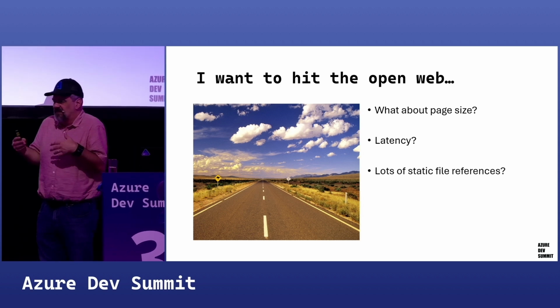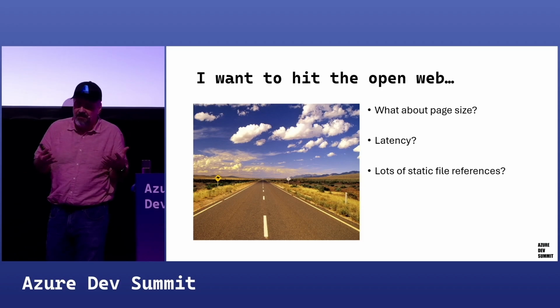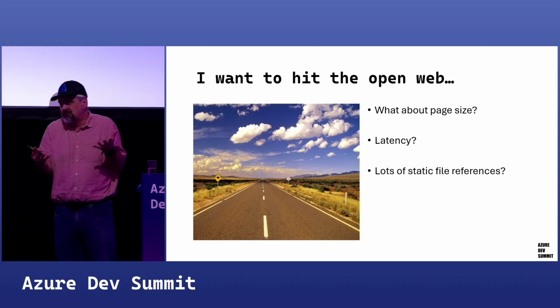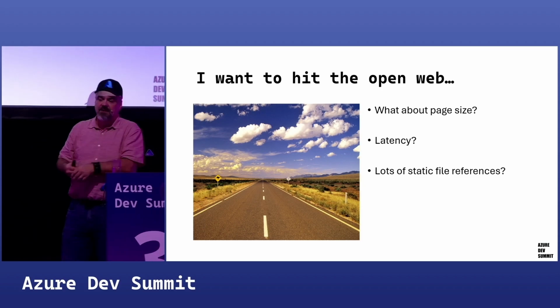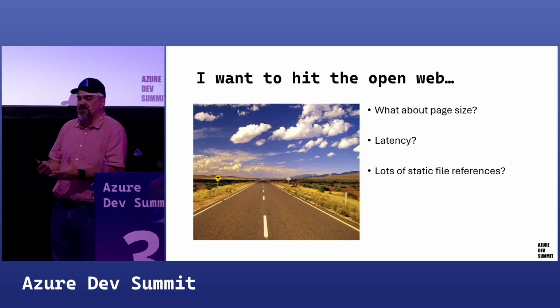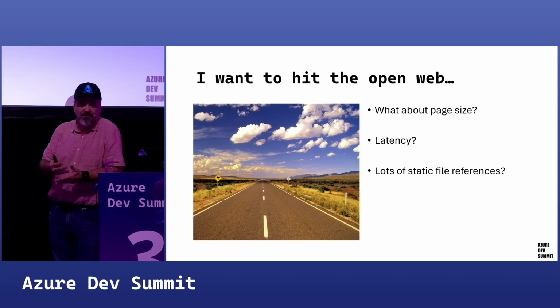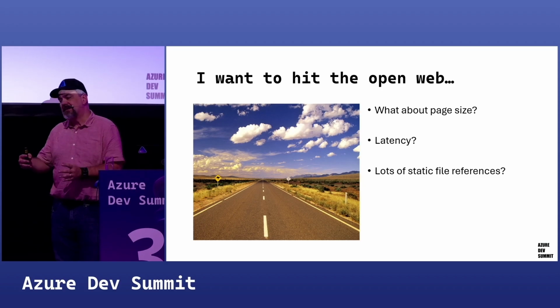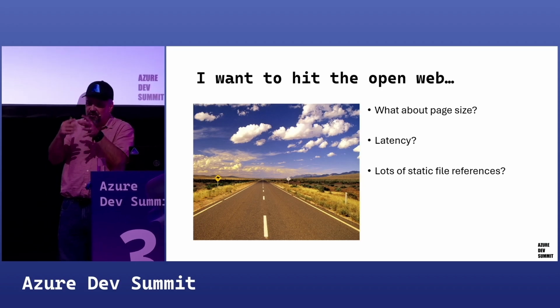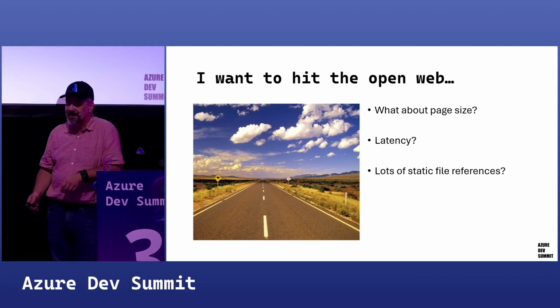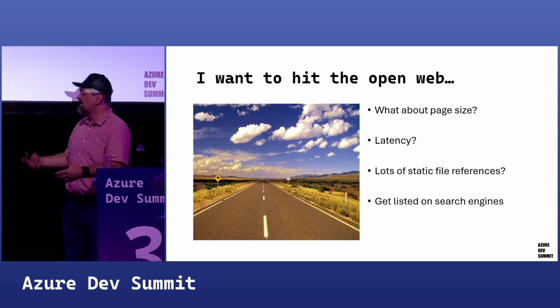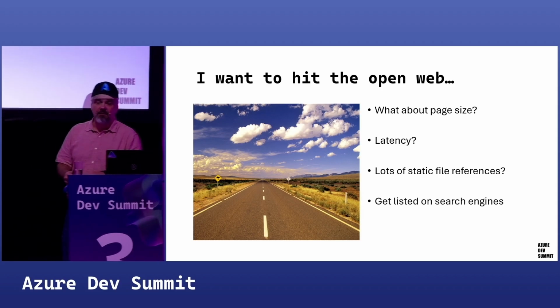And static file references, right? In ASP.NET, we're going to be pushing content around: images, CSS files, JavaScript. How do we do all of those things? There are different things that JavaScript and Node folks do to compact and merge together those files. Is there an easy way for us to do something like that with .NET? And I want to get listed on the search engines, darn it, right? That's the on-ramp.